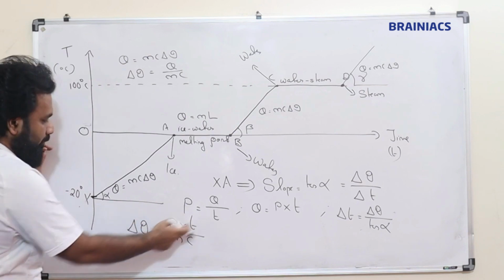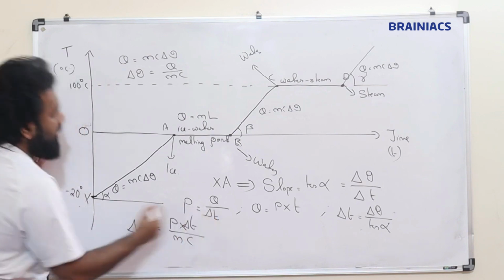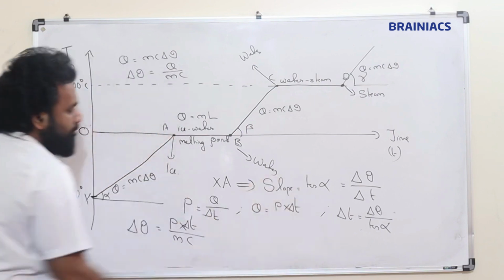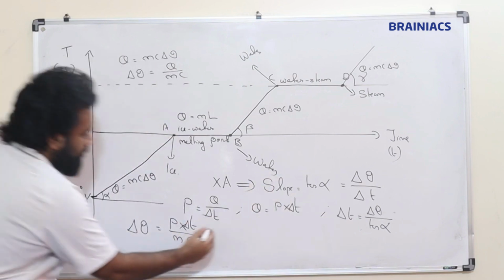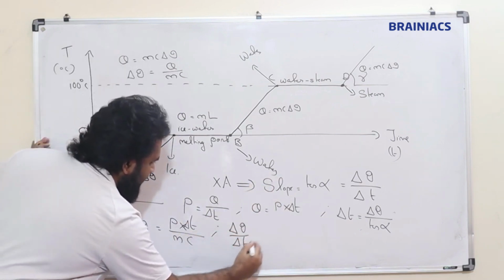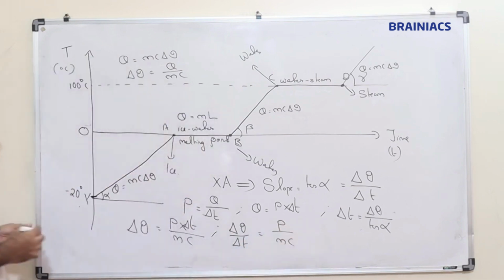So this is also actually delta t. We can say this is also delta t. How much time is taken? No worries, delta t we can put. Both are the same. So delta theta divided by delta t is equal to what? P by mc.